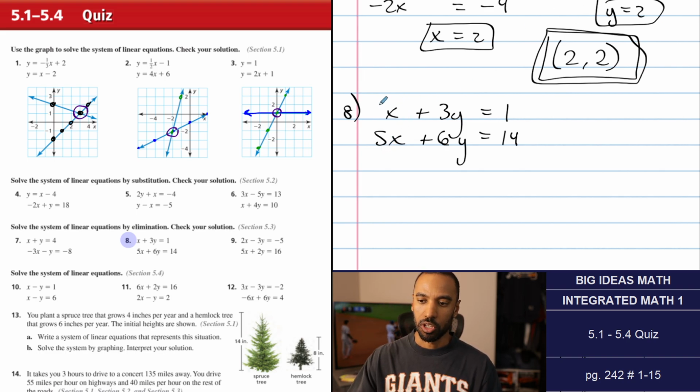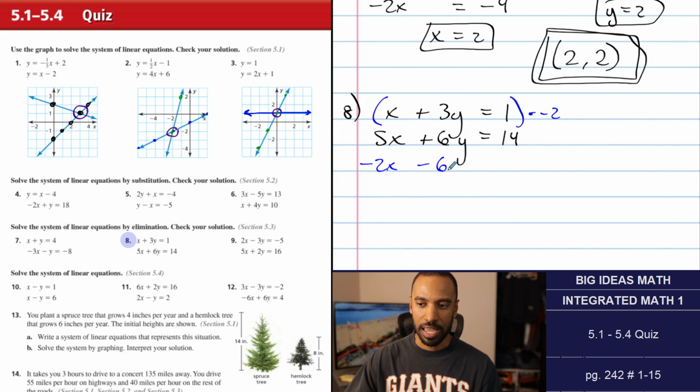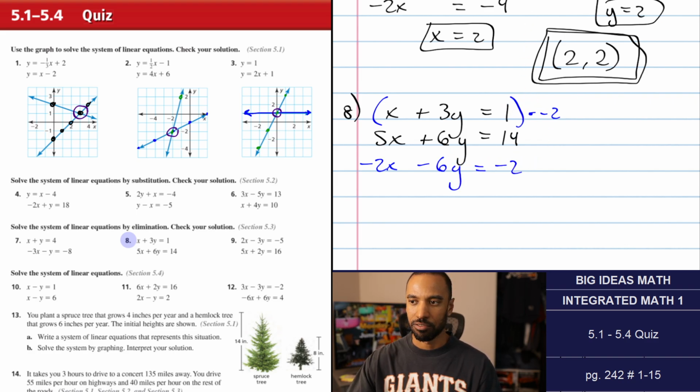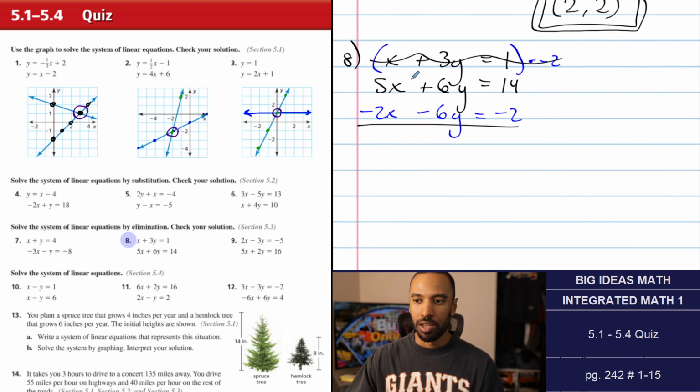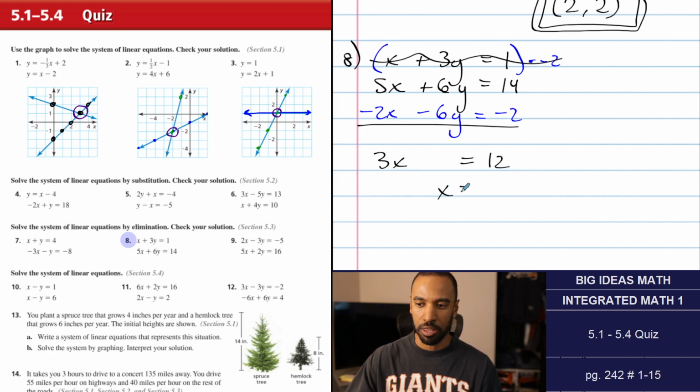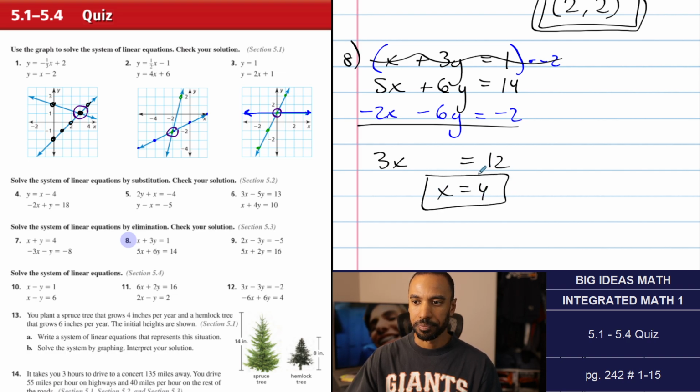If you want to keep the numbers a little bit smaller, I could multiply everything by negative 2 and eliminate the y's. And I choose negative so that way I can treat the signs as they are. Negative 6y right there. And negative 2, don't forget to multiply the 1 by the negative 2. Now, just ignore that 1 for now. These y's can eliminate. 6y minus 6y is 0. 5x minus 2x is 3x. 14 minus 2 is 12. Divide by 3. You get x equals 4.